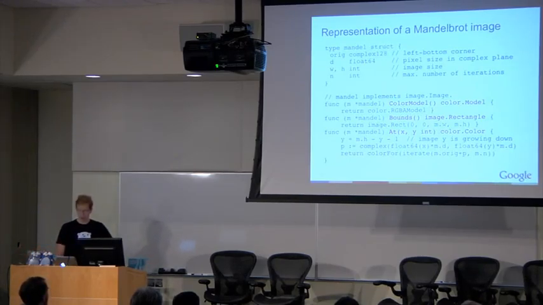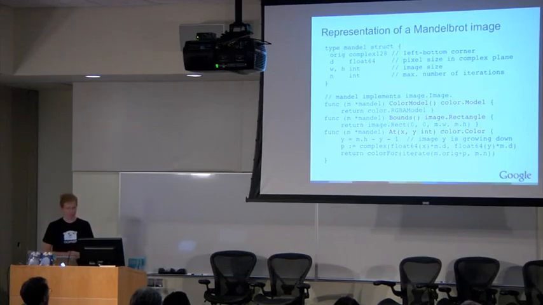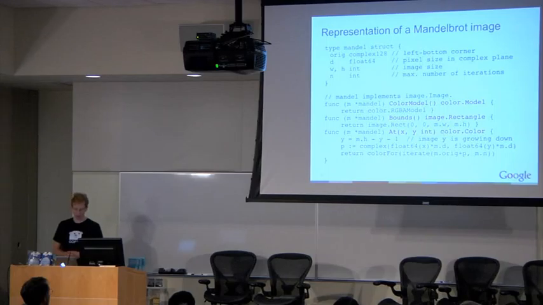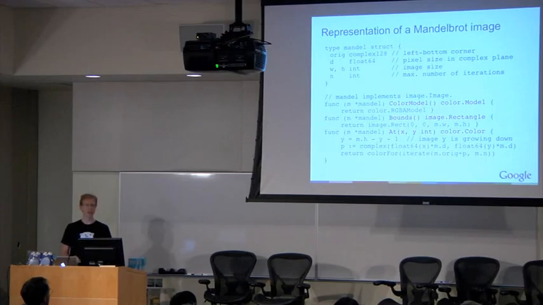Well, it is a struct, and in our case, it has an origin. That's the left bottom corner. It has a pixel size in the complex plane. It has an image size and a number of iterations, things like that. And I'm going to implement 3 methods, namely these red methods here: color model, bounds, and the At method that gives me the color at a particular point. It turns out that these 3 methods implement the image.Image interface. And the library provides a function that encodes an image.Image as a PNG file.